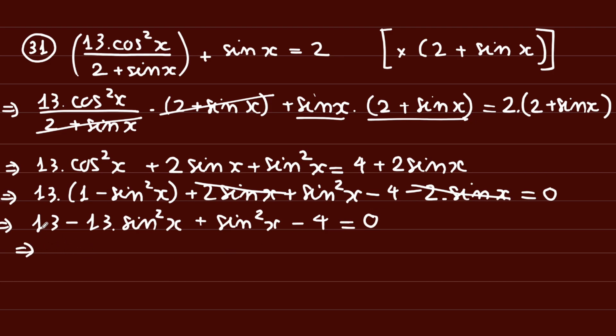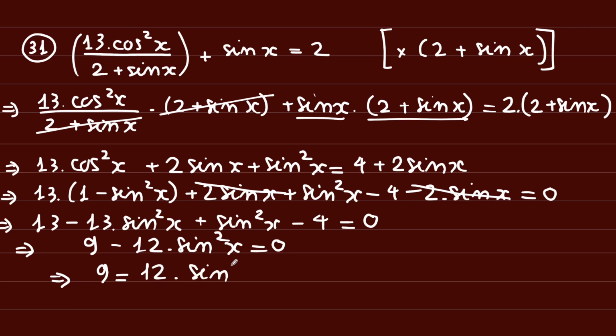Yeah, go on. You get 13 as a constant, minus 4 as another constant. So 13 minus 4 equal to 9. And minus 13 plus 1 equal to minus 12, multiplied by sin square h equal to 0. So for this one, 9 equal to 12 multiplied by sin square h. And sin square h now becomes 9 over 12 here. Okay, so in the next step, we need to focus on this expression, sin square h equal to 9 over 12.